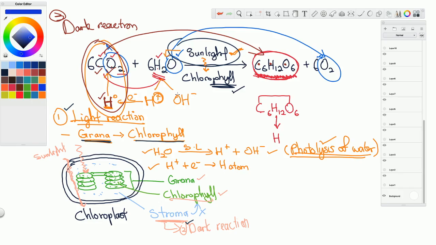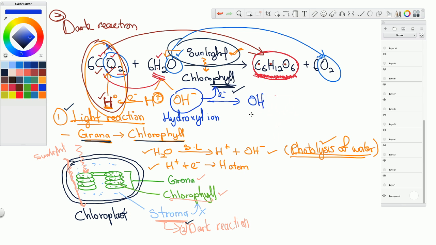Okay. Then for the light reaction, there is still one more part, which is about the OH negative. What happened to the OH negative? Let's continue here. This one is called hydroxyl ion. I erase here first. For hydroxyl ion here, this one will donate electron. Donate electron to who? To chlorophyll, to become hydroxyl group.